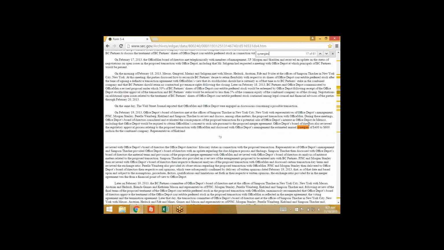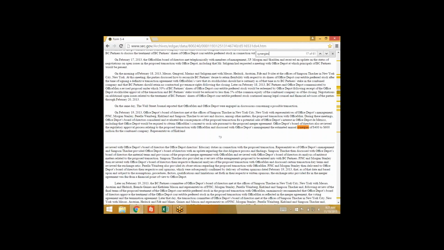The estimated annual synergies of 400 to 600. I don't have the press release handy, but that was one of the first bullet points in the press release, the benefits of the deal, between 400 and 600 million in cost savings. So for now I'm going to take the midpoint, but I want this to be one of the major variables in determining accretion dilution at the end of the analysis. So I'm going to highlight this.